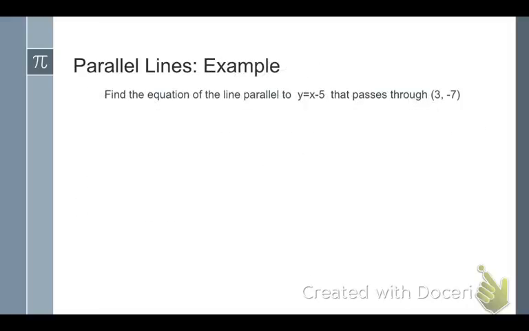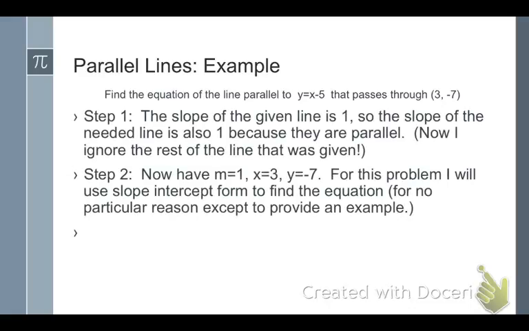So find the equation of the line parallel to y equals x minus 5 that passes through the point 3, negative 7. This is a classic example of what we're doing. So the first step, you have to look at the line they gave you and decide what the slope is. And sometimes students get upset. They say, there is no slope. There's nothing in front of the x. Well, let's remember, in math, nothing could imply several different things.